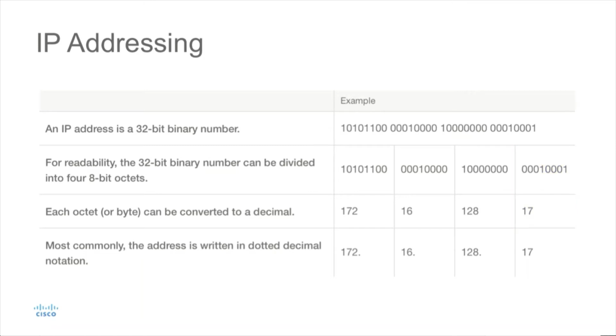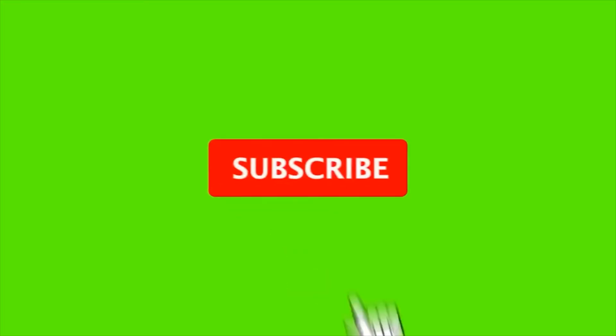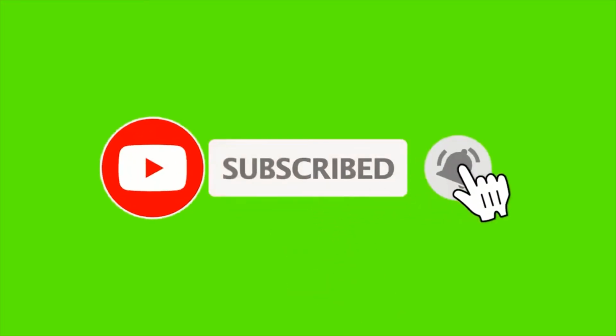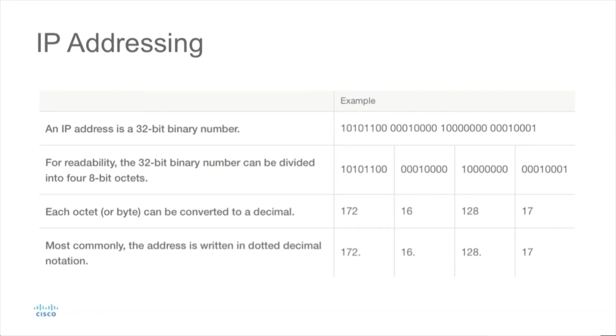So each octet has a decimal value. We separate that value with a decimal point, 172.16.128.17. A much easier number to remember, and a much easier number to communicate as opposed to a binary value.